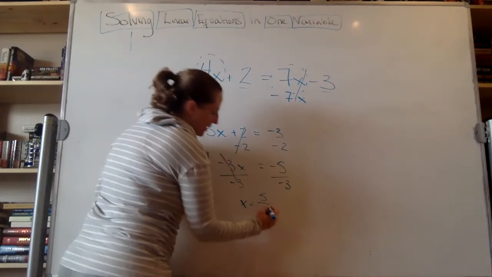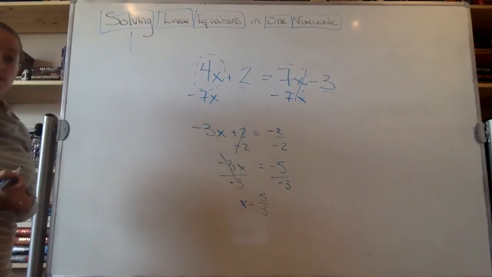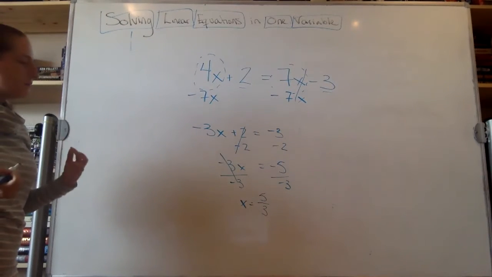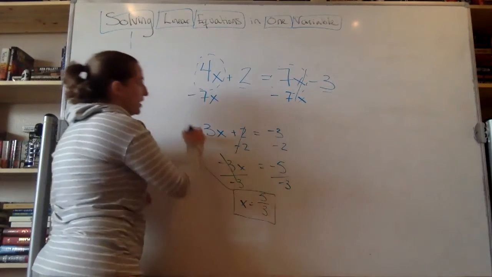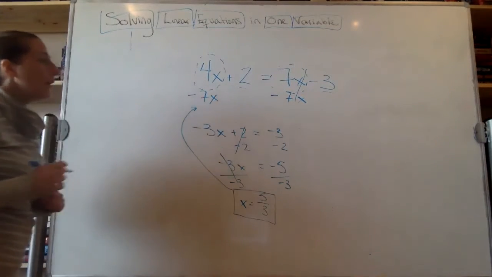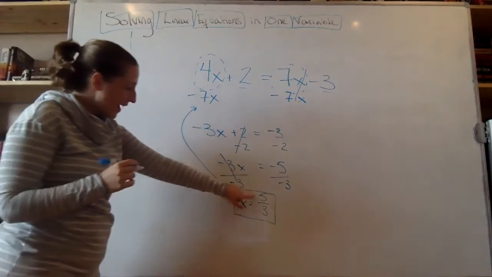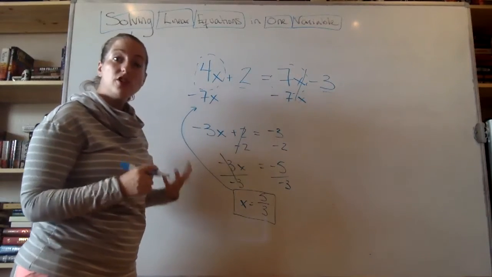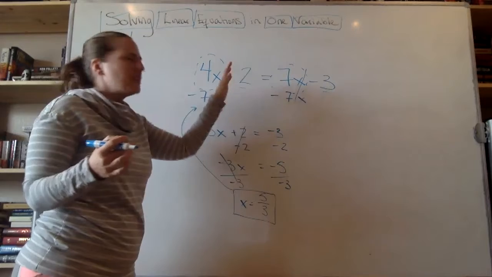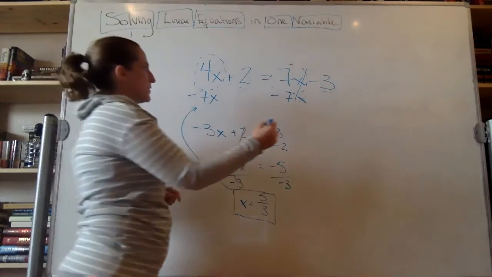So my answer is x equals 5/3. Now, what does it mean that x equals 5/3 is an answer to this equation? Well, it means if I take 5/3 and replace both of my x's with 5/3, I should get an equation, equality, the same thing on both sides.